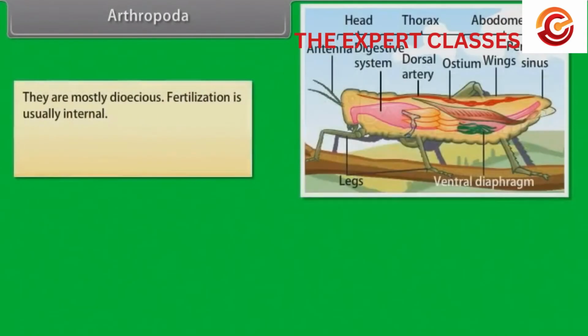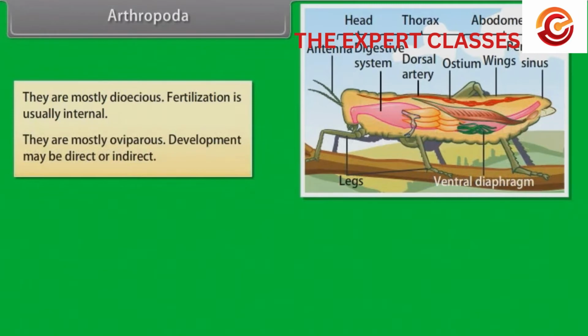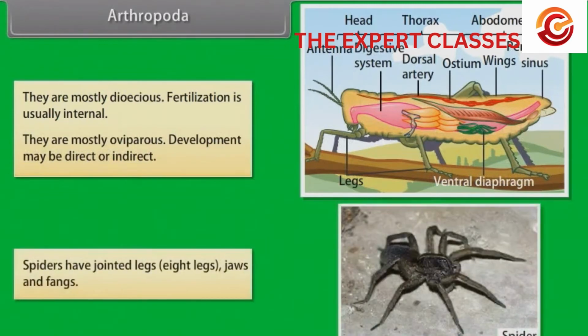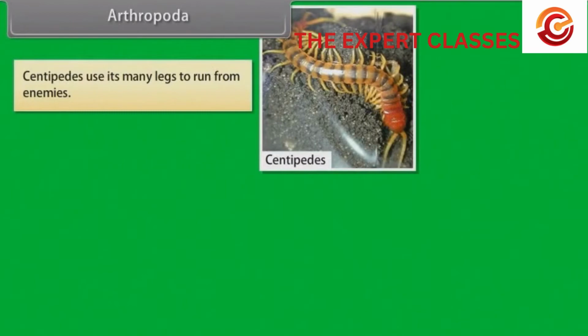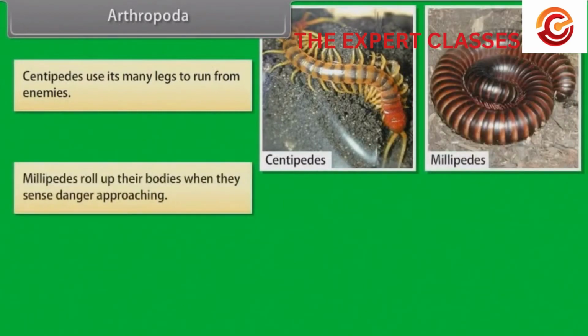They are mostly dioecious. Fertilization is usually internal. They are mostly oviparous. Development may be direct or indirect. Spiders have jointed legs, 8 legs, jaws and fangs. Centipedes use their many legs to run from enemies. Millipedes roll up their bodies when they sense danger approaching.